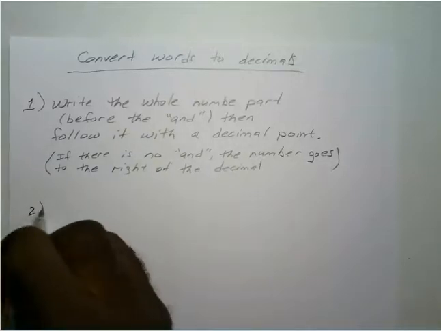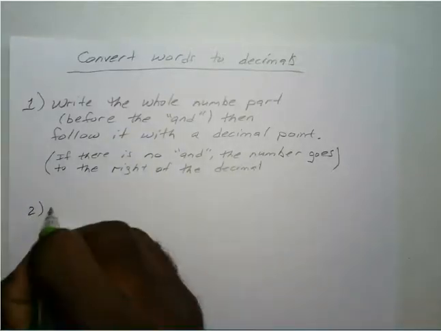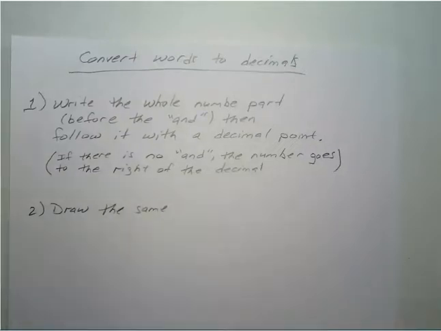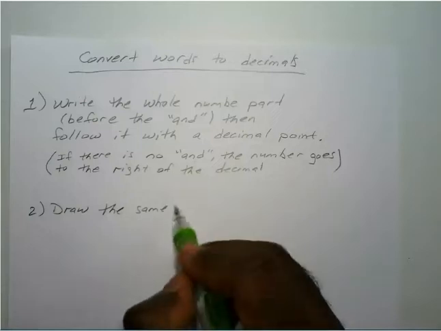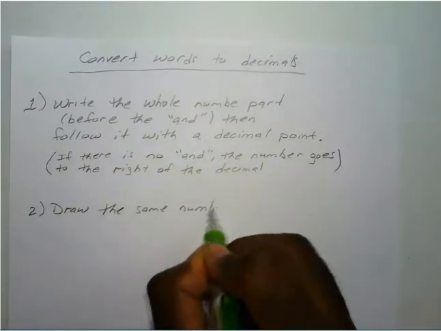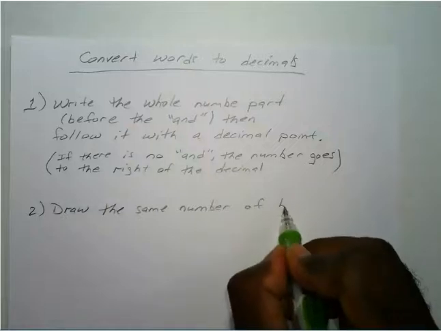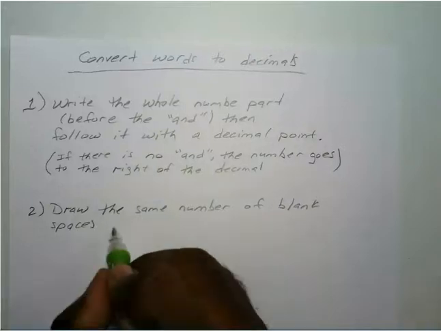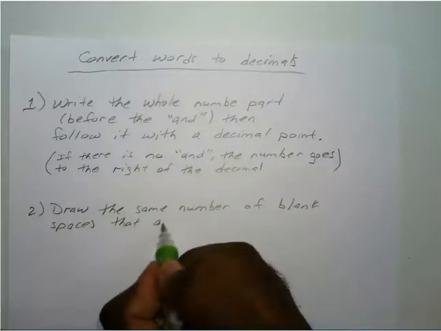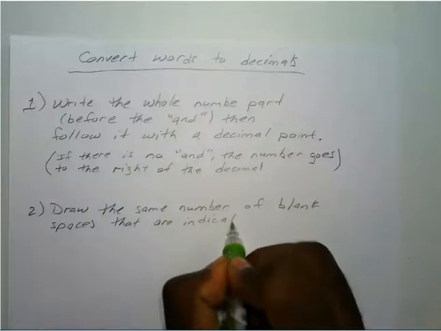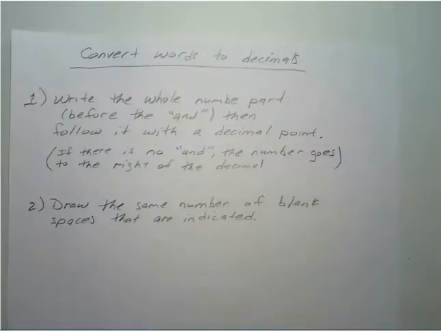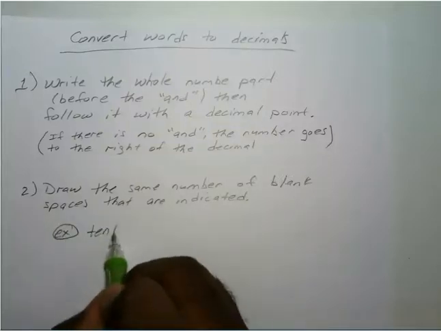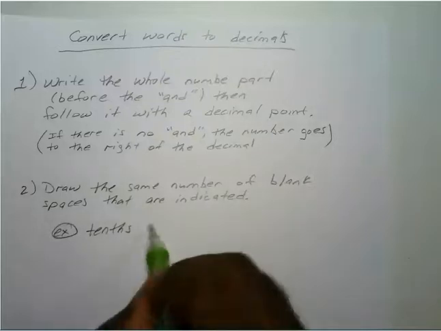All right, so second, draw the same number of blank spaces that are indicated. You don't have to draw, you can just put lines or something to remind you of the spaces. Okay, so what do I mean by that? Well, for example, if you see tenths, you know that's one blank space.